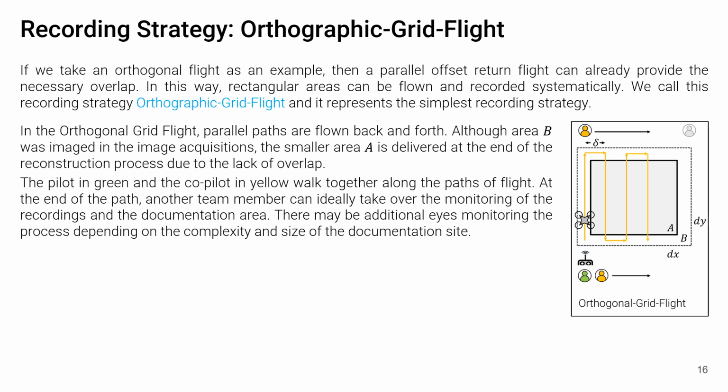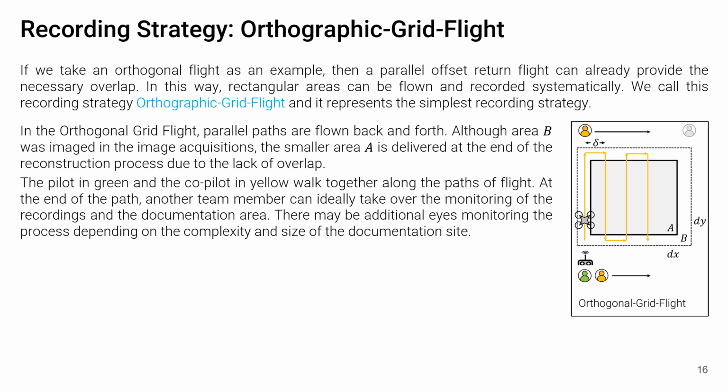If we take an orthogonal flight as an example, then a parallel offset return flight can already provide the necessary overlap. In this way, rectangular areas can be flown and recorded systematically. We call this recording strategy Orthographic-Grid-Flight, and it represents the simplest recording strategy. In the orthogonal grid flight, parallel paths are flown back and forth. Although area B was imaged in the image acquisitions, the smaller area A is delivered at the end of the reconstruction process due to the lack of overlap.